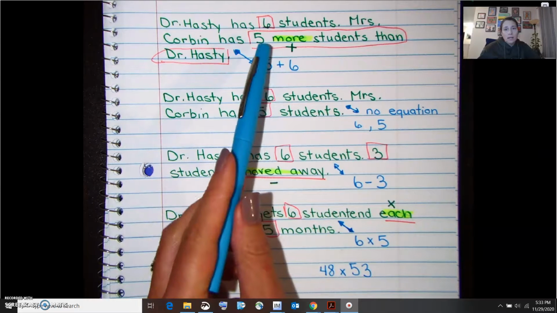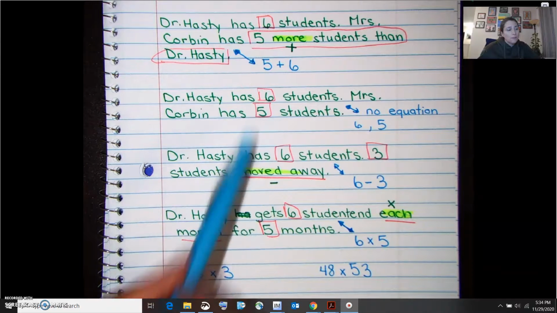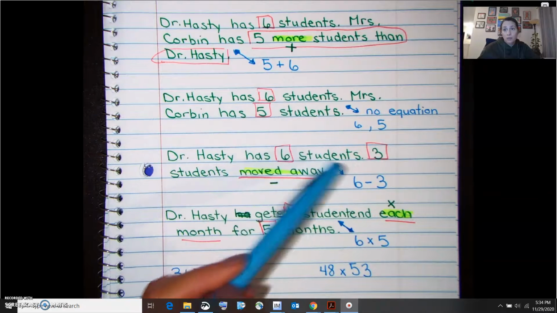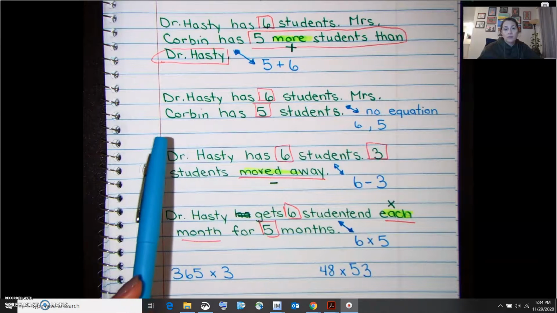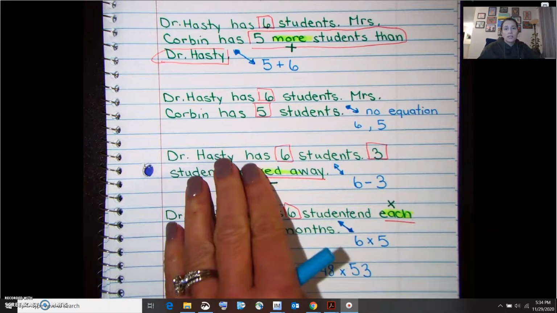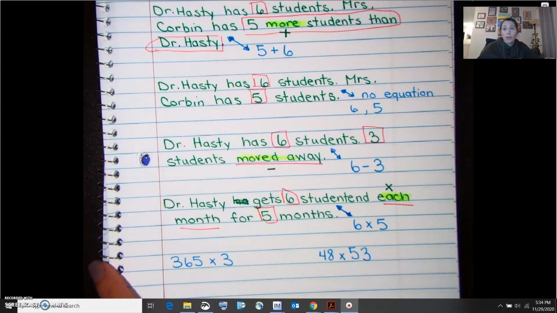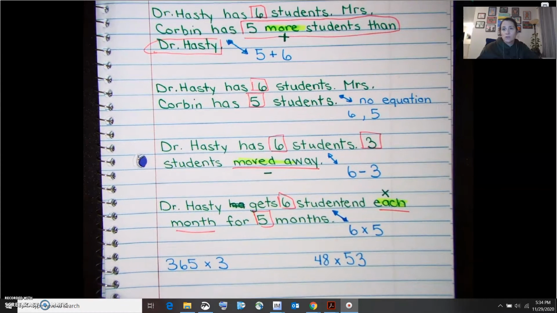The main things that I would like you to remember about these are the math words, the key words to help you figure out if you're going to add, subtract, multiply, or divide. Those are not so much all the other stuff, is can you recognize those key words and what they mean? Take away, more, each, moved away. All of those words are the ones that you are going to be practicing being able to recognize so you can write those equations.